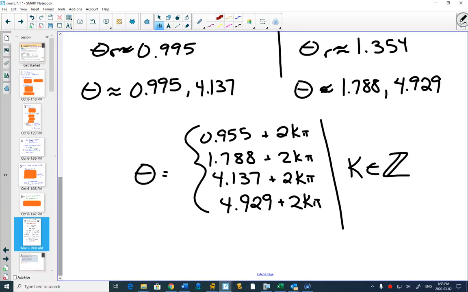All right, questions for practice are 5, 6, and 9. I know that 5 and 6 say just to solve between 0 and 2 pi. You can change those to general solution just to practice.